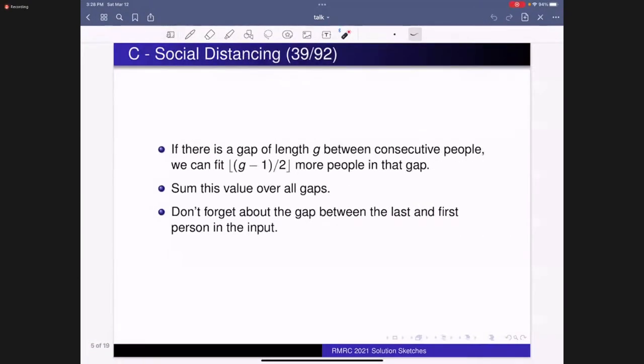For social distancing, notice that there's kind of gaps in the circle as you go around. So for each gap of length G, where G counts the empty seats between people, you can squish this many people in the gap and still have at least one seat between them. I just try playing with this number a little bit. So just go around the entire circle, look at all the gaps and sum this value for each gap. The big trick is don't forget about the gap between the last and the first person in the inputs because it's a round table. It's not just a sequence.